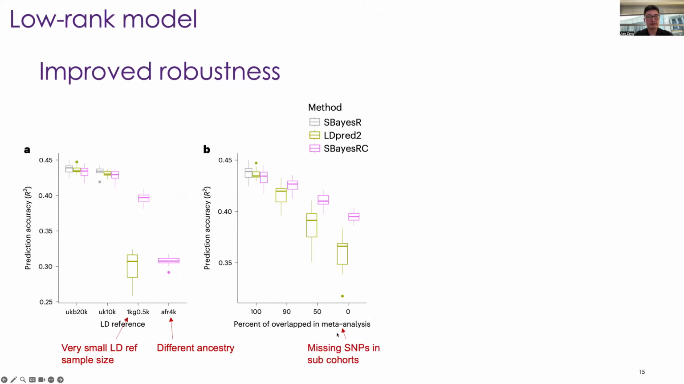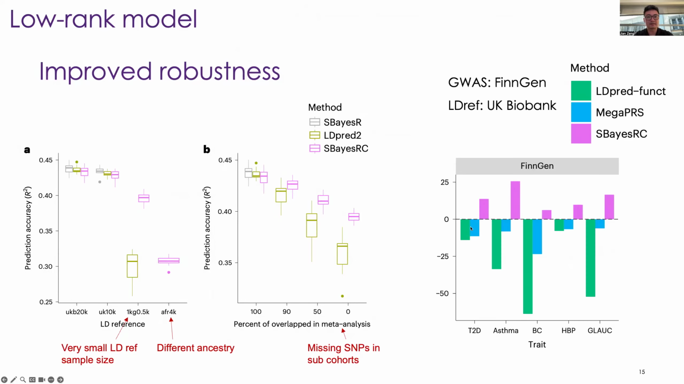Another common problem in the meta-analysis of real traits is that not all of the SNPs are genotyped in the subcohorts. As a higher proportion of the SNPs are missing from the subcohorts, we observe a reduction in the prediction accuracy. However, again, we are able to preserve a higher proportion of prediction accuracy compared to other methods.